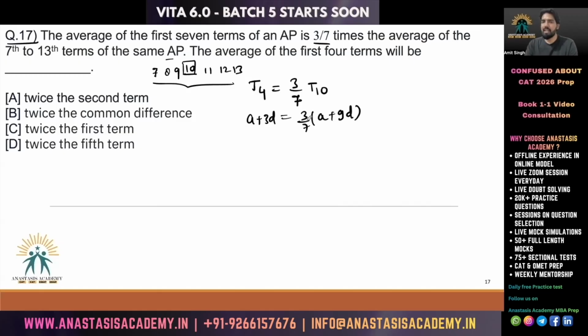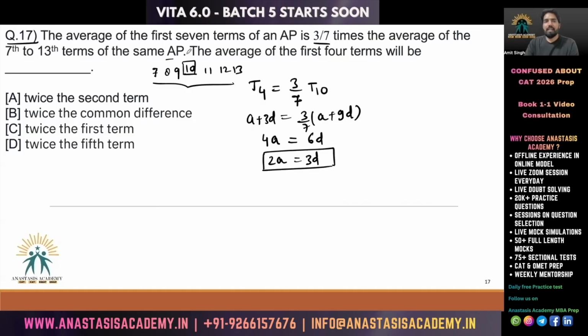So that is 7A, 3A. So 4A is equal to, this would be 7 into 3, 21D, 27. So 6D, or you can write from here 2A is equal to 3D. This is the relation I'm getting.